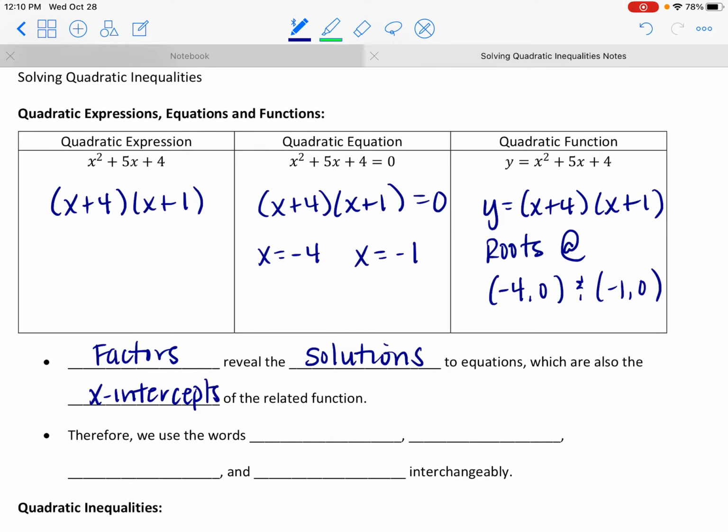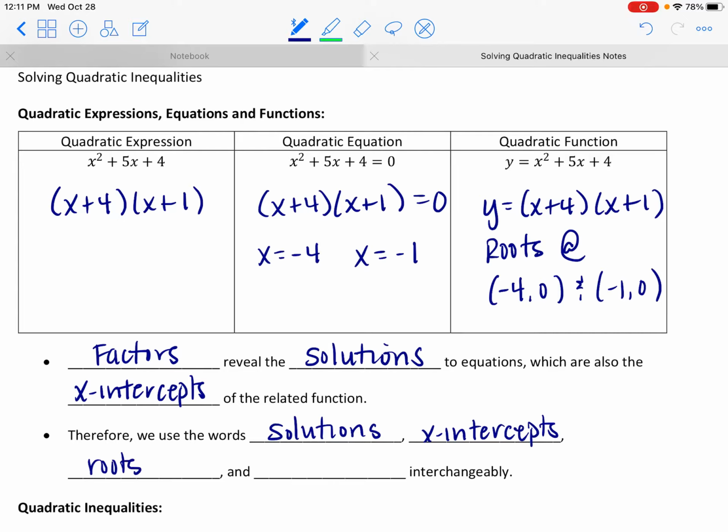Okay, the related function, which means it's got the same expression, it's just a y equals instead of an equals 0. And that got a little squished. Okay, so therefore, because the factors show us the solutions and because the solutions are also the roots, we have a lot of different names for roots, x-intercepts, so I've been using a few already. So we use the words solutions and x-intercepts and roots and zeros. We use these words interchangeably.